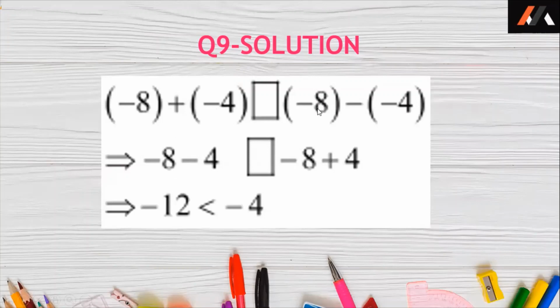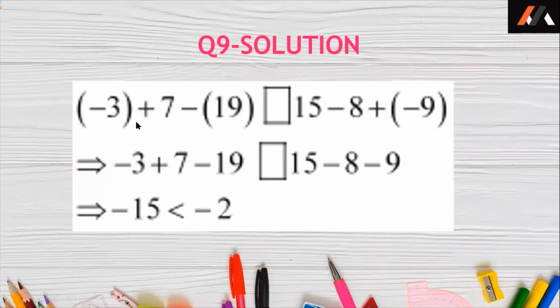Here, minus 8 minus (minus 4). Minus into minus is equal to plus. Therefore, minus 8 plus 4. Minus 8 minus 4 is equal to minus 12 and minus 8 plus 4 is equal to minus 4. Minus 4 is greater than minus 12 because minus 4 is closer to 0 on the number line. Let's move to the next question.